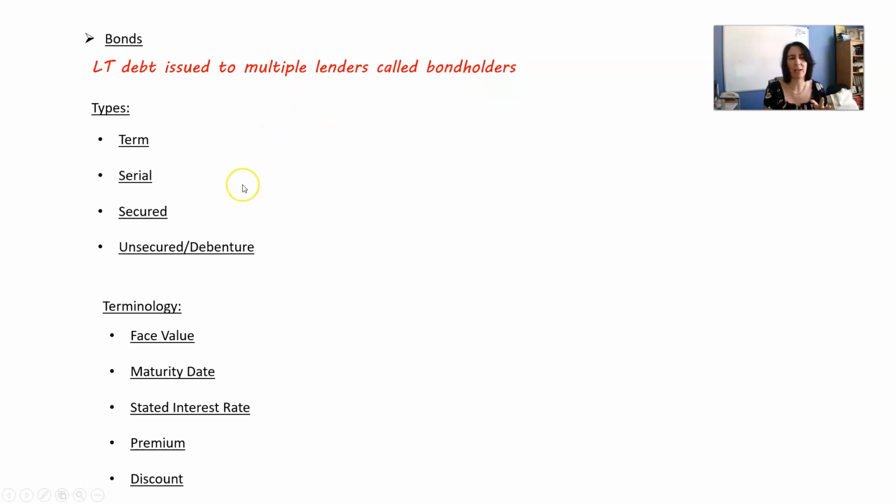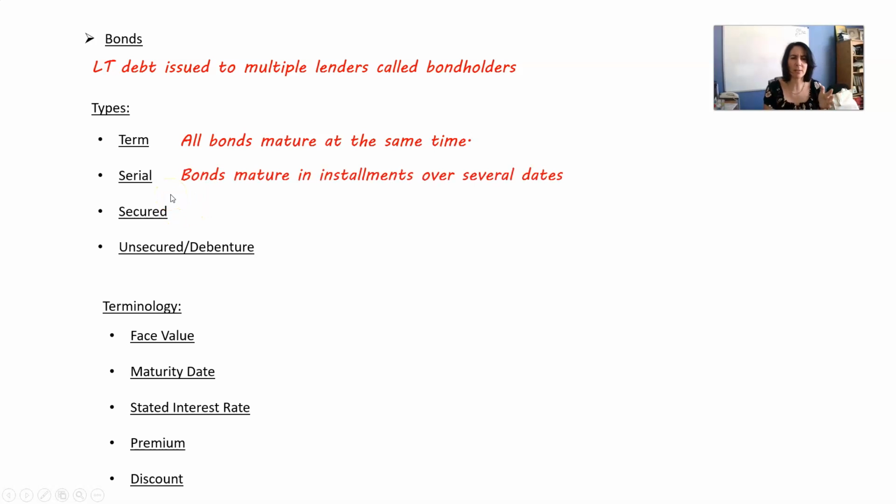So there's a bunch of different types of bonds. You've got term bonds, where all the bonds mature at the same time. Like I said, let's say I put out 50,000 bonds. All 50,000 bonds are going to come due at the same time if they're term bonds. That's a lot of money to put out, but if I set it up that way, that's the way it is. Serial bonds mature in installments over several dates, over periods of time. So I don't have that big, giant balloon payment at the end.